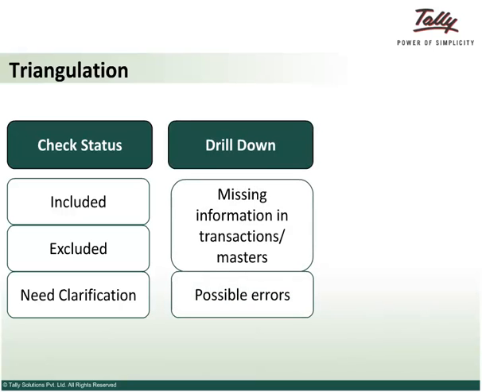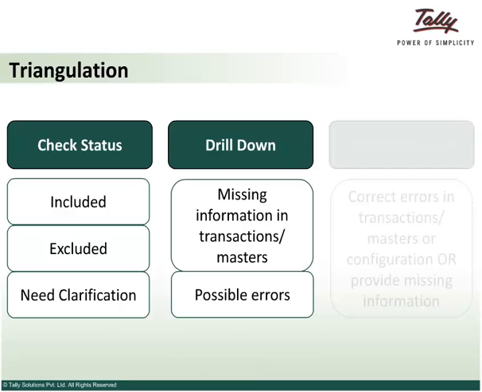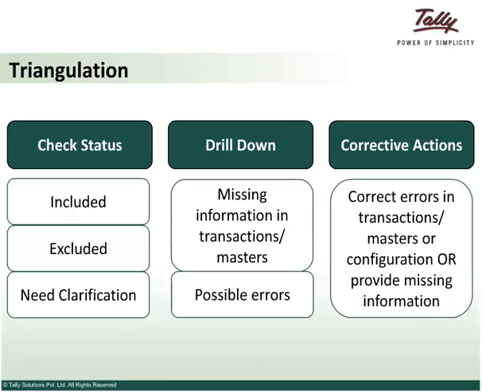Drill down. The user can drill down into each type, included, excluded, and uncertain, and be assured of the correctness of information. Corrective actions. In the uncertain bucket, Tally gives the different reasons for errors, or missing information. The user can go directly into the masters, or transactions, and correct the errors, or provide the missing information. This results in 100% correct return, giving confidence of a hand-prepared return. Now let us see this powerful capability in action.